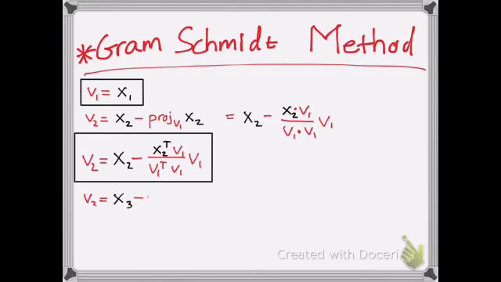Now what if you have three? You would take the third vector, you would subtract the projection of the third vector from the first vector, and then also from the second vector as well, and then you would get that as well.